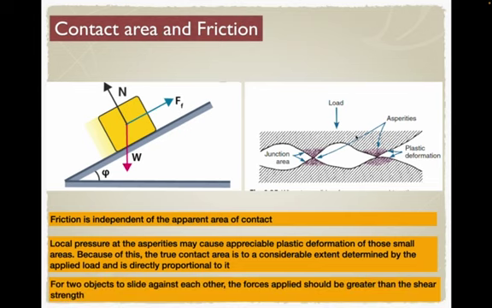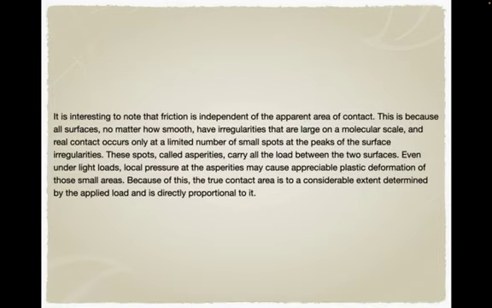So for two objects to slide against each other, what we need to do is apply a force enough to overcome what we call the shear strength, or to break the forces between these two objects to allow them to slide. This force has to be stronger than the shear strength, which is how strongly these two objects are bound together. So what exactly is the shear strength? We need to understand that one.